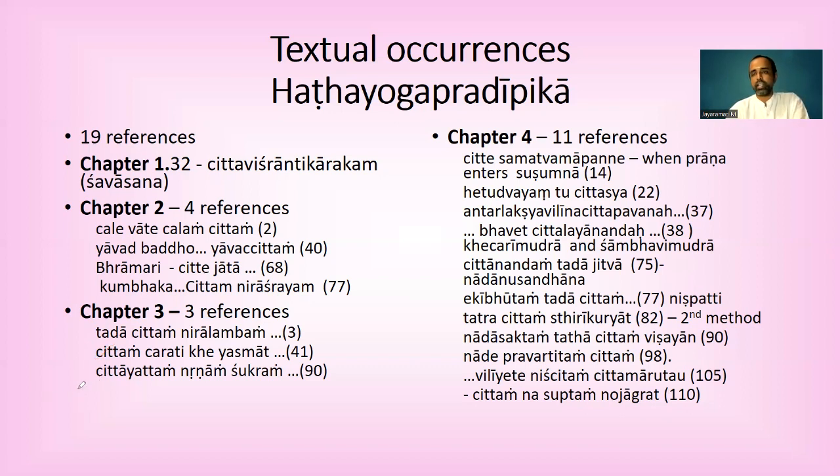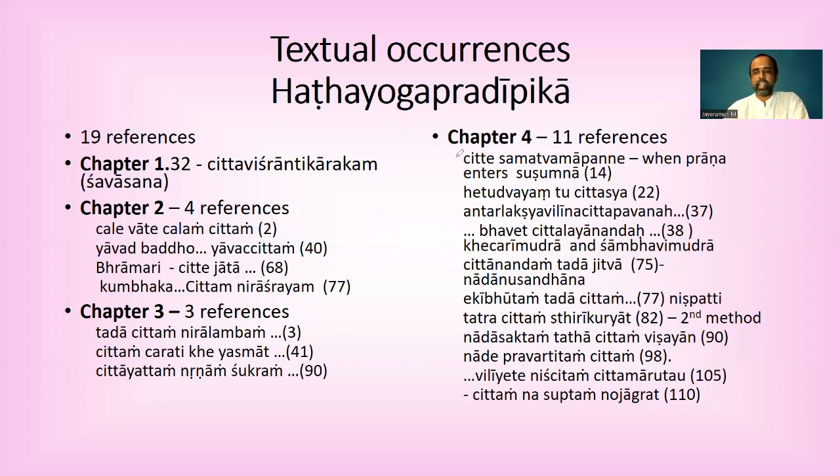And then in the Vajroli mudra description also, we find chittayattam nrunam shukram. So depending upon the quality of the mind, the shukra or semen, the control over sensual activities, is entirely dependent upon the mind. If the mind is controlled, all the sensual activities can also be kept in check. So in that sense also we find references to the word chitta in the mudra chapter. And as you can see, there are a lot of references to the term chitta in the 4th chapter, predictably, because it's all about samadhi. About 11 verses in it refer to the word chitta.